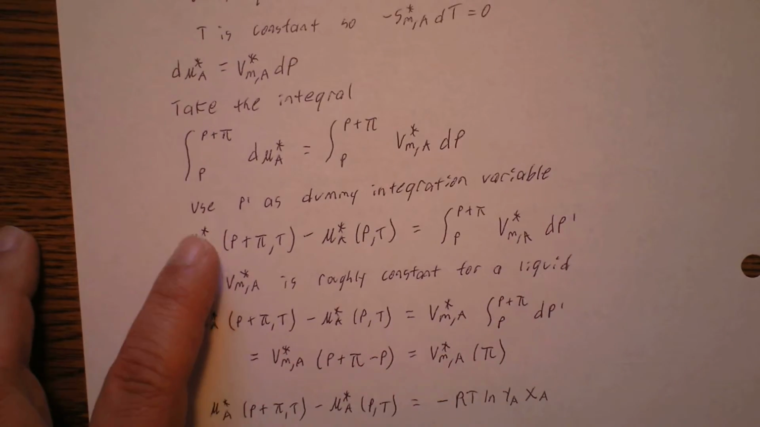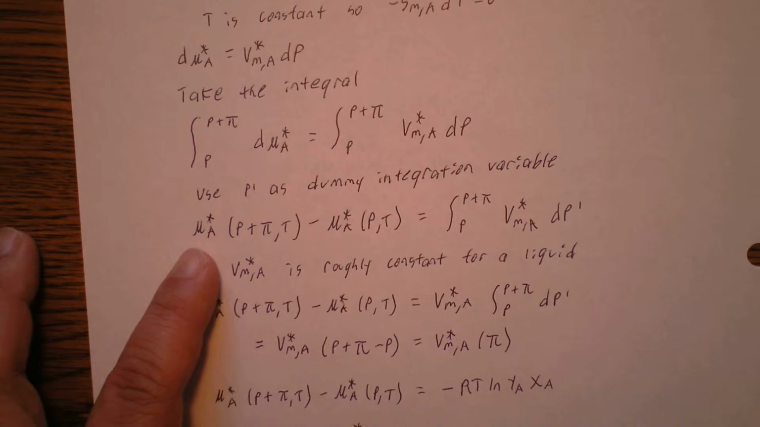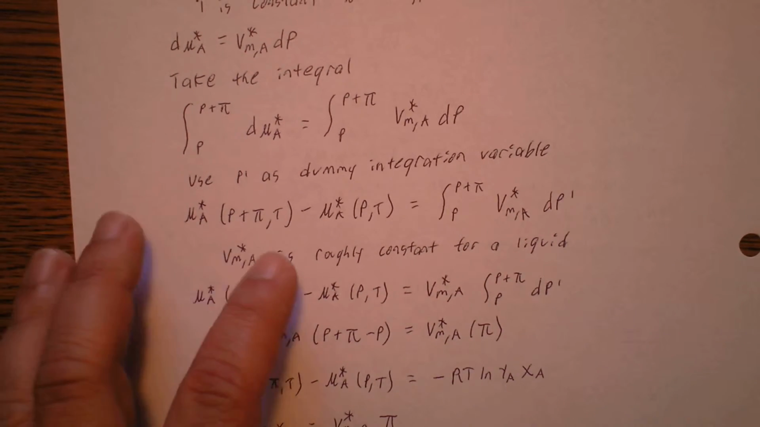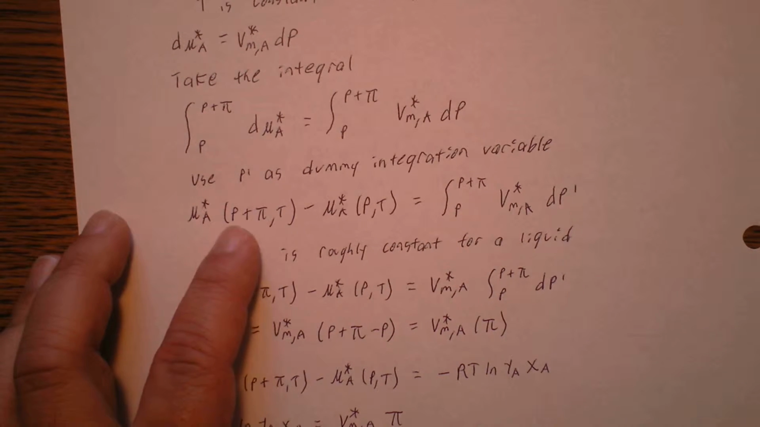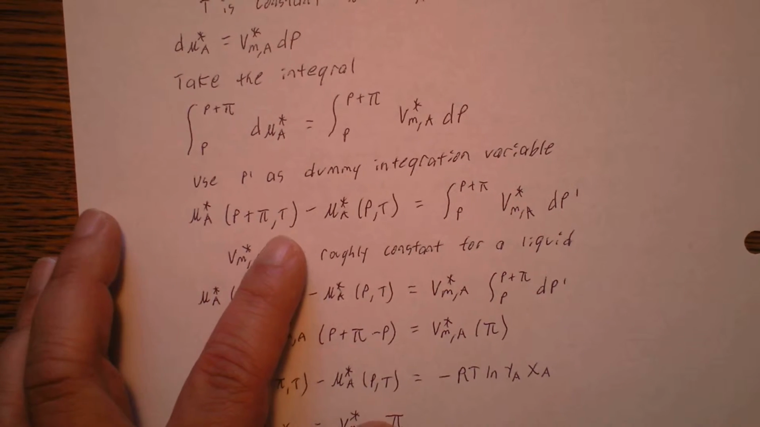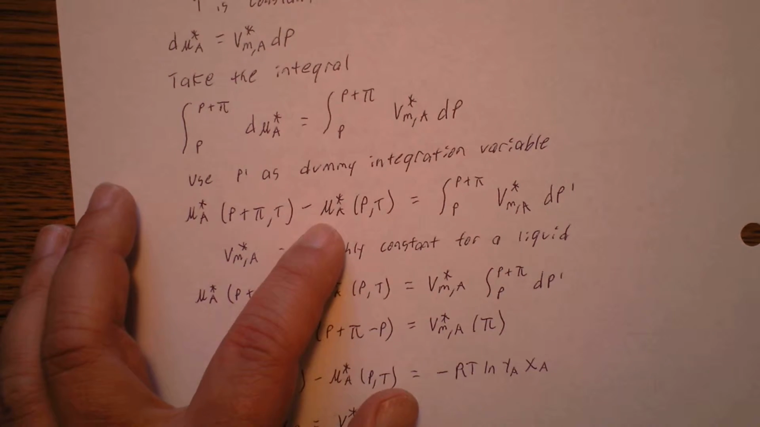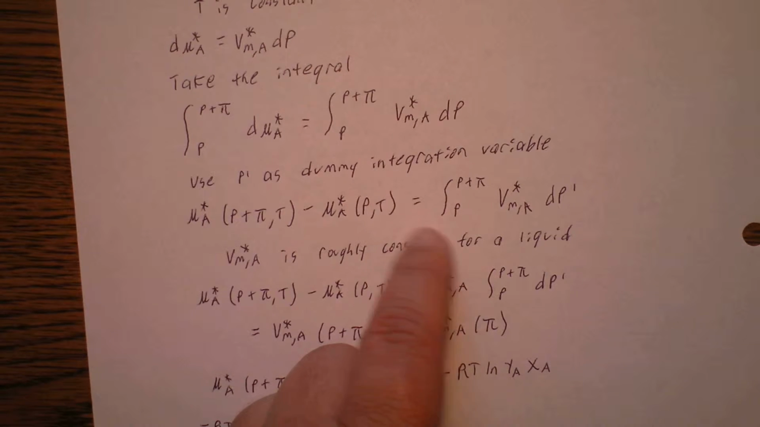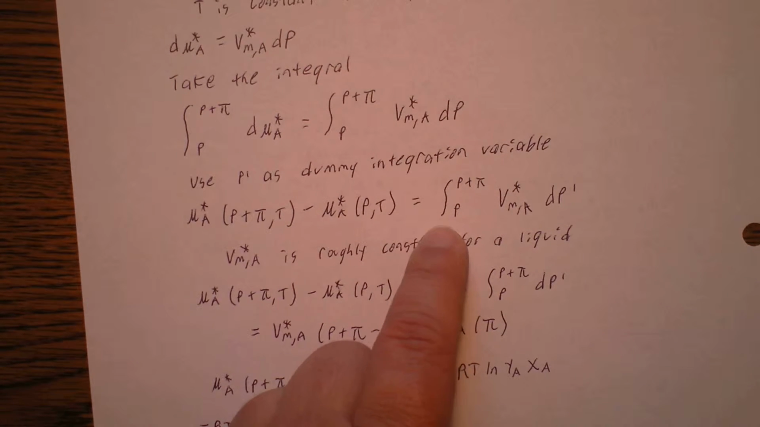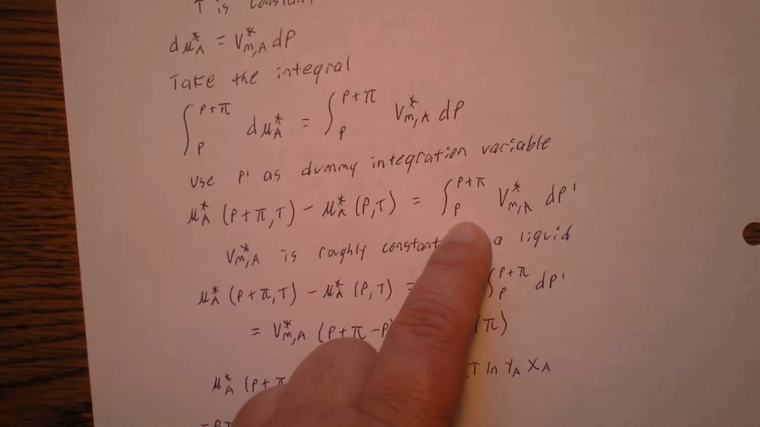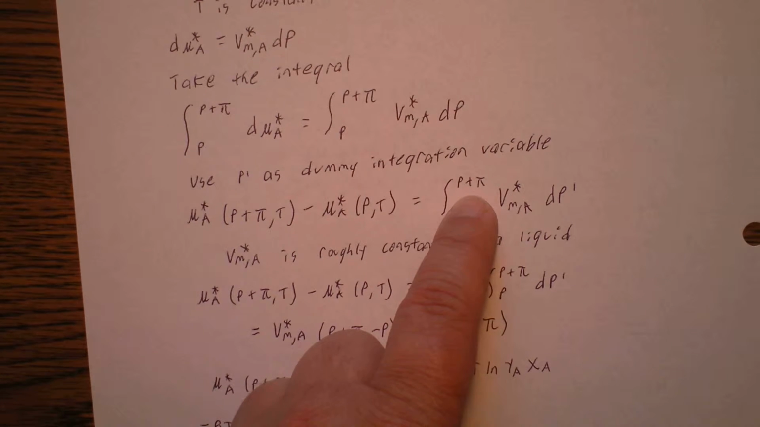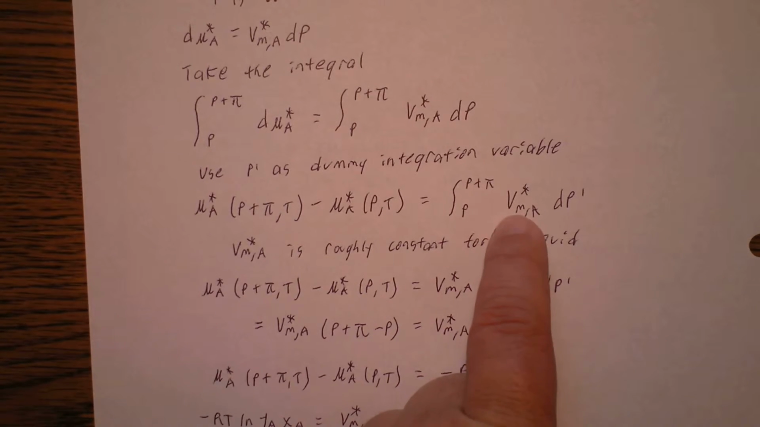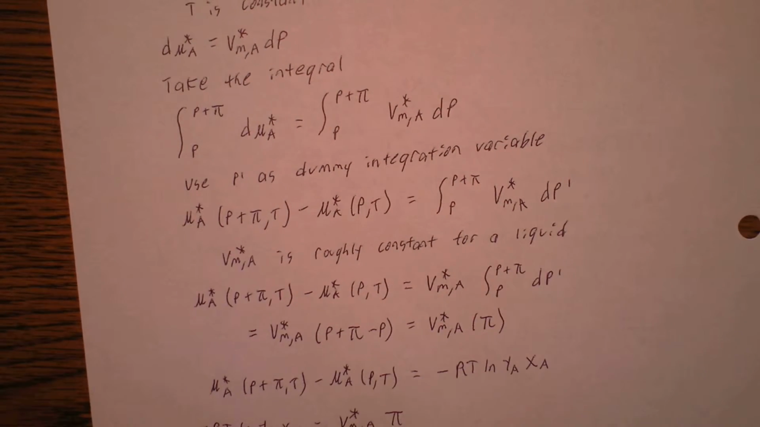Now we're going to use P prime for now as a dummy integration variable, just to see what happens. So that we get the chemical potential of A in the pure state at whatever pressure plus the osmotic pressure at temperature, minus the chemical potential of A in the pure state at the original pressure and temperature, and that's equal to the integral from the original pressure to the pressure plus the osmotic pressure of the molar volume of substance A in the pure state dP prime.